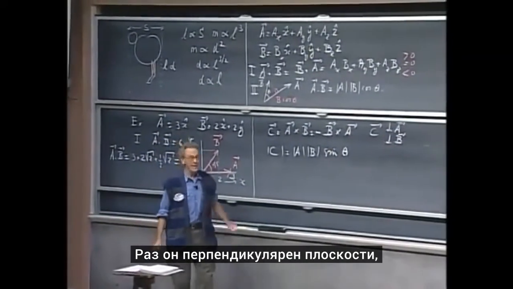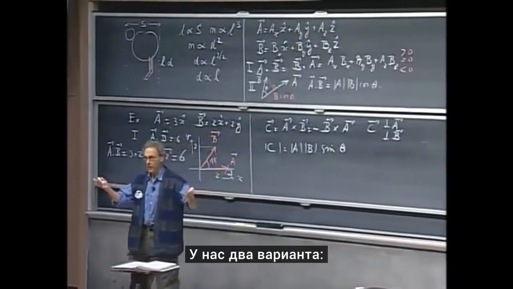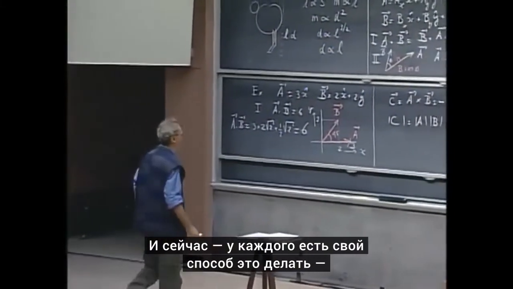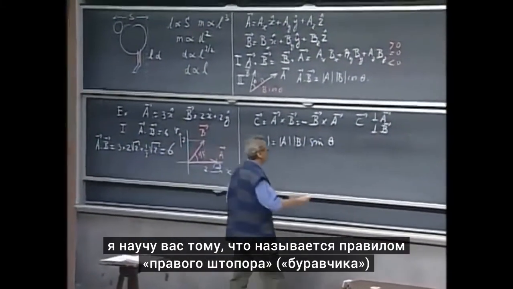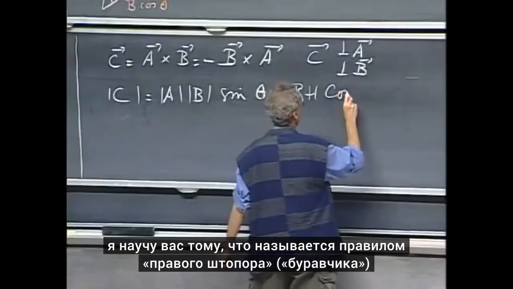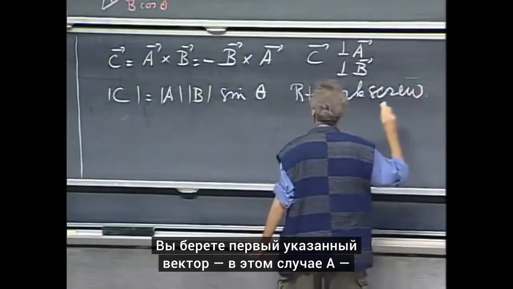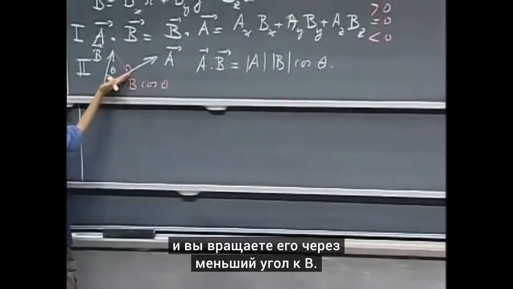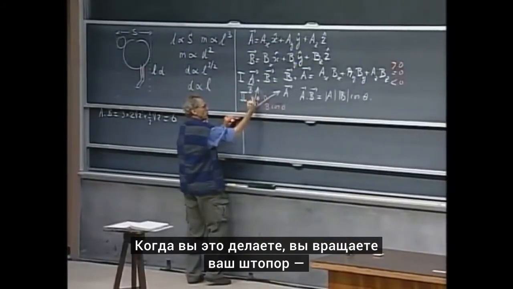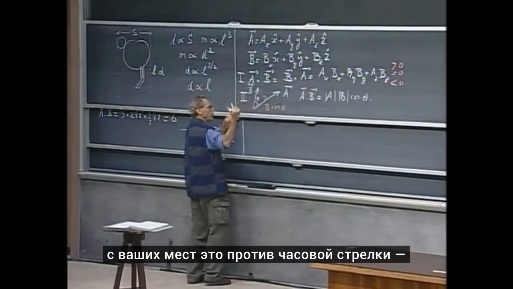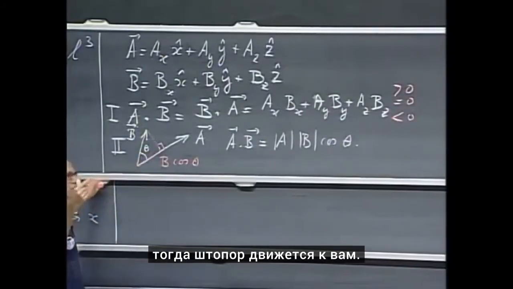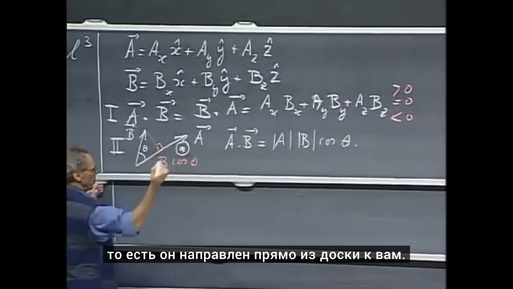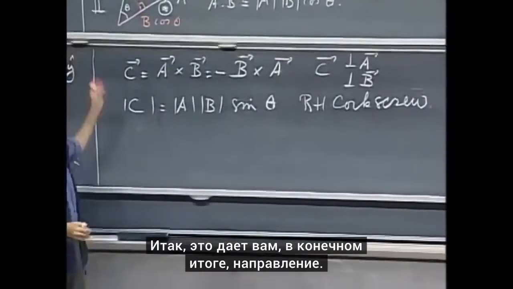Now, if it's perpendicular to the plane, then in that case, it's perpendicular to the blackboard. You have two choices. It's either coming at you perpendicular, or it's coming straight into the blackboard. And now, everyone has his own way of doing it. I taught you what's called the right-hand corkscrew rule. You take the first one that is mentioned, in this case A, and you rotate it over the shortest angle to B. When you do that, you rotate your corkscrew seen from where you're sitting counterclockwise. Then the corkscrew comes to you, and so the direction of the vector is such that you will see the tip of the vector, so it's coming straight out of the blackboard. And so that gives you then the direction.